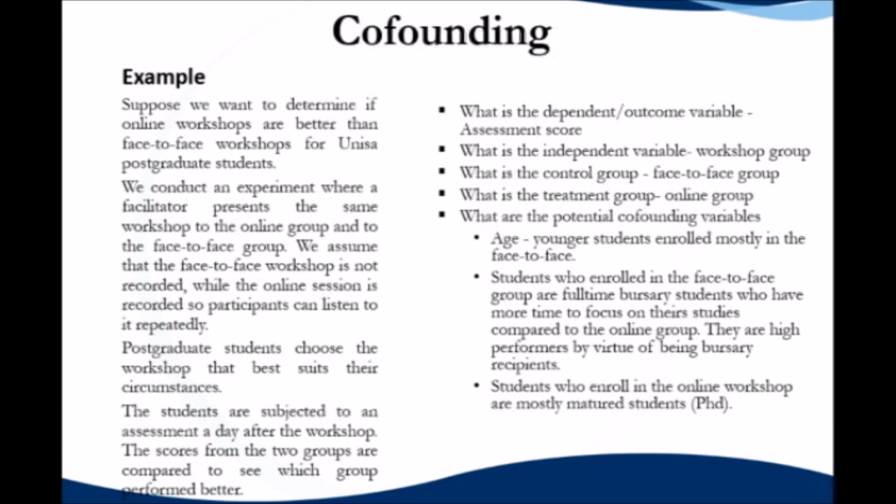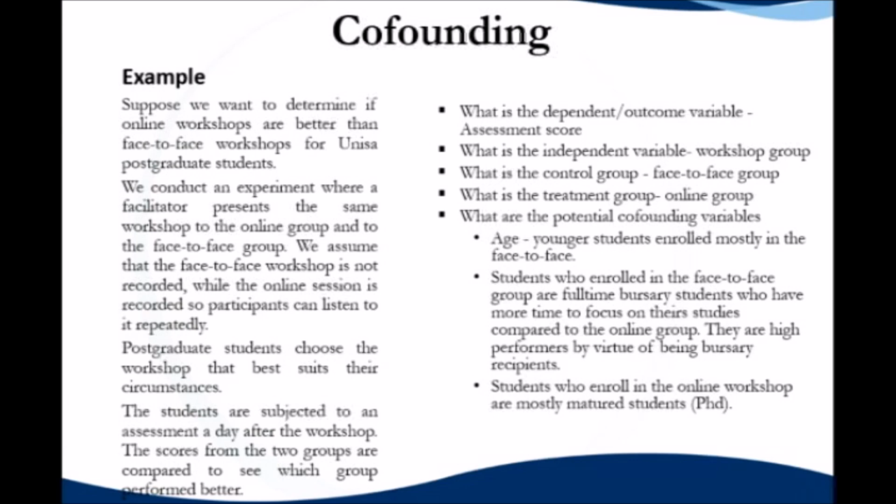So in this scenario, the outcome that we are interested in, which is the dependent variable, is the assessment score. And the independent variable is the workshop type, or the workshop group. It's either you are in the traditional face-to-face or you are in the online group. So I've already said the control group will be the face-to-face, which is what we are accustomed to, and the treatment group would be the online group. So in this exercise, a potential confounding variable, a variable that can distort the picture, is age.